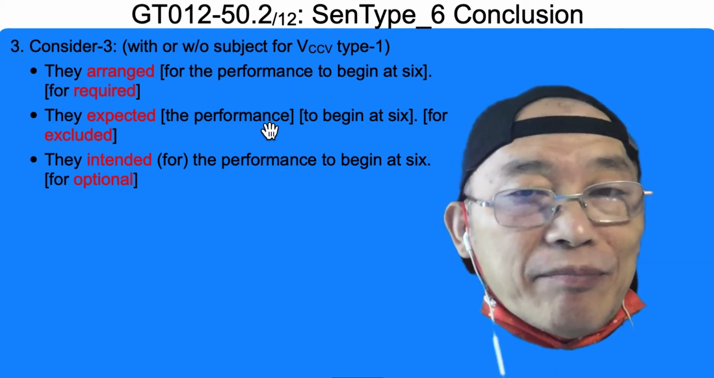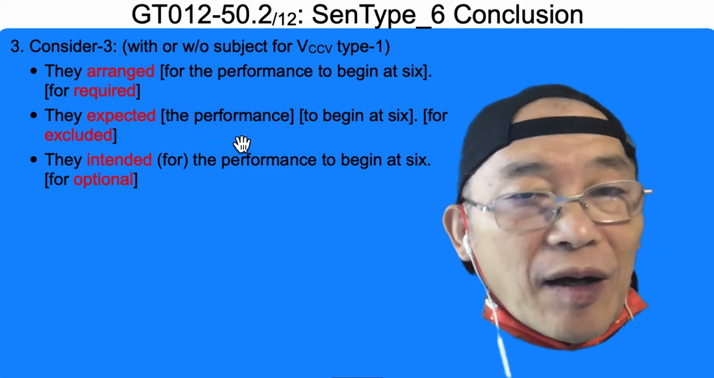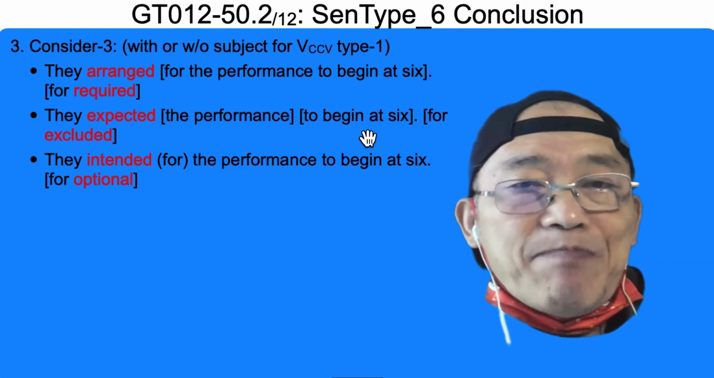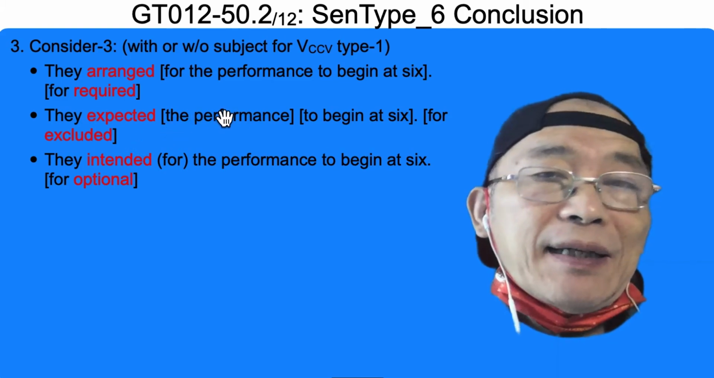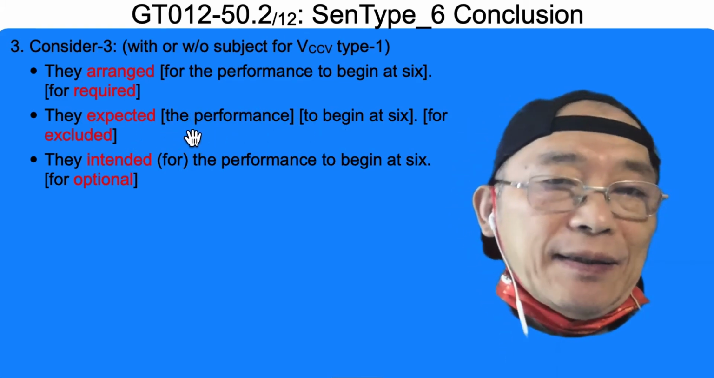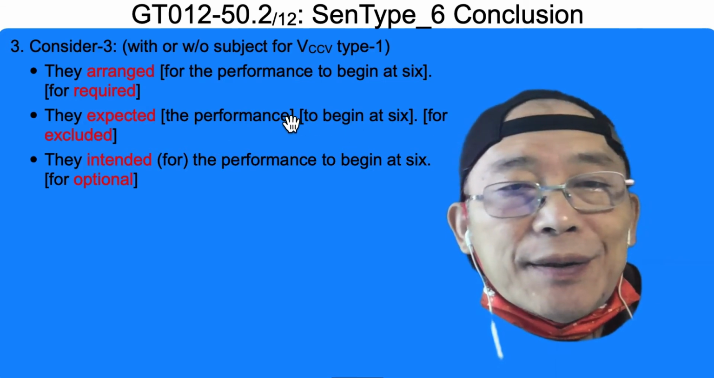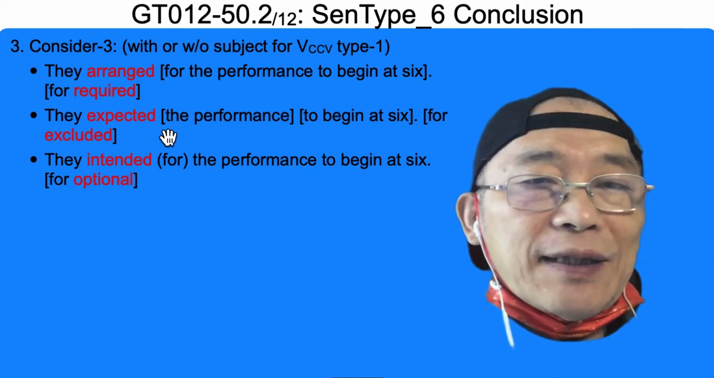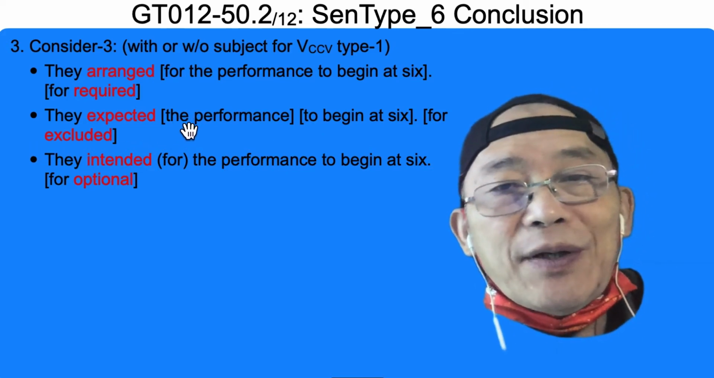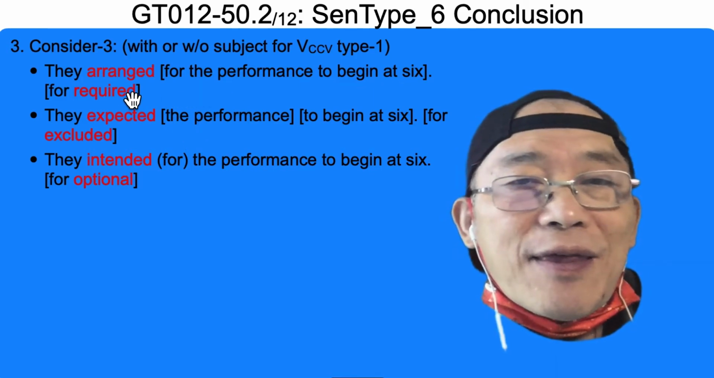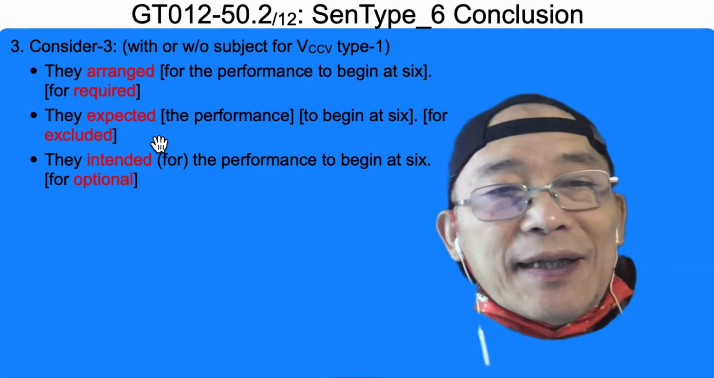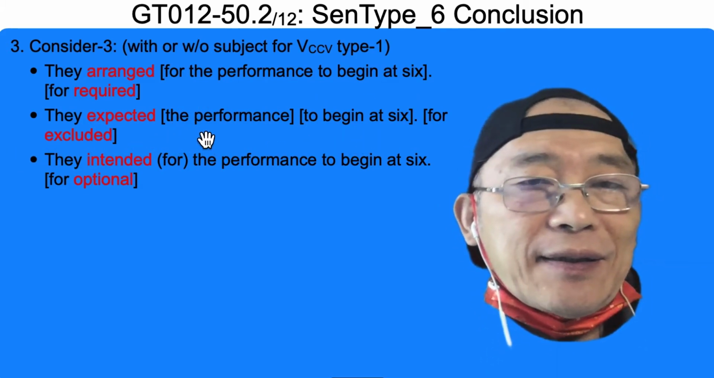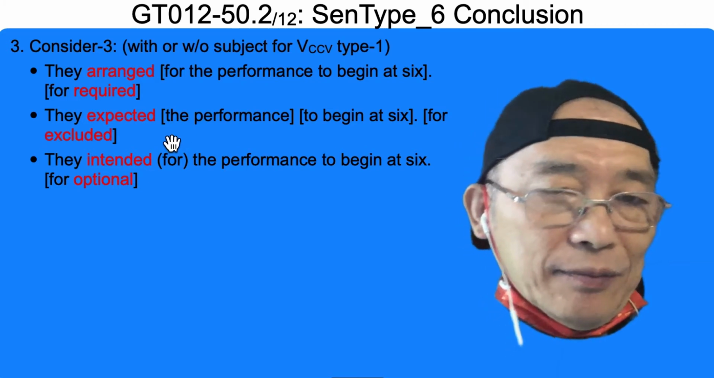They expected object to begin at 6. Catenative complement. A complex catenative complement. This is the object. Two things, two constituents. So for excluded, you cannot use for, because if you put a for here, this is one thing, and expected cannot accept just one thing. Sorry, for excluded, you cannot put for in here.